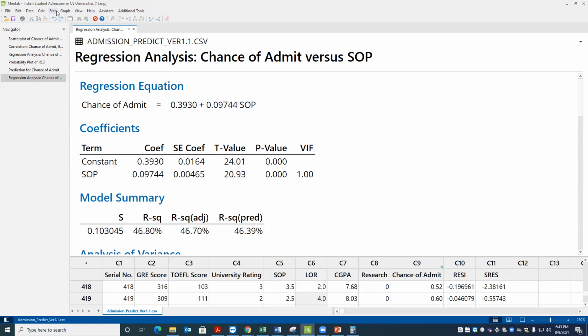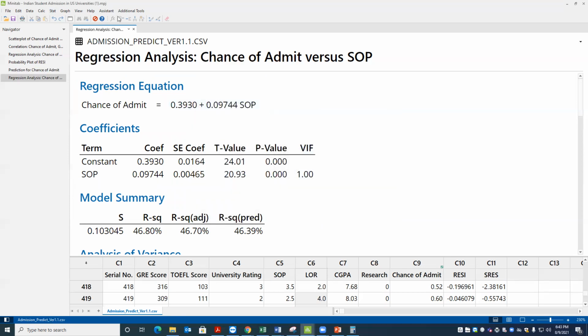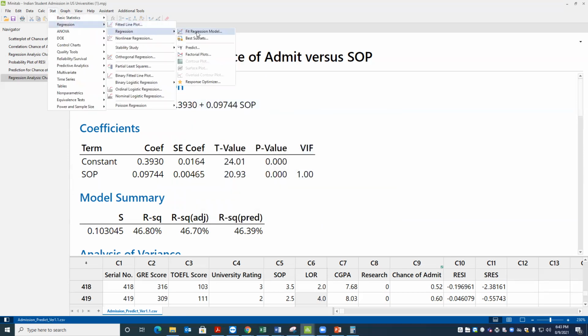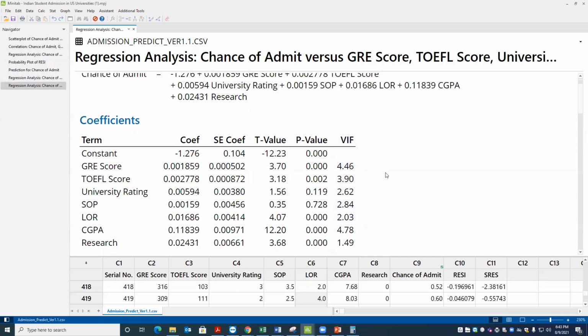Now I'm going to do a multiple regression for your understanding. Sorry. Instead of just the chance of admission from one factor, admission depends on multiple factors. So I'm just going to select all of these, because admission truly depends on GRE, English and CGPA. So now I go and do this.